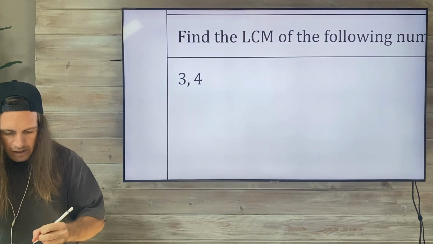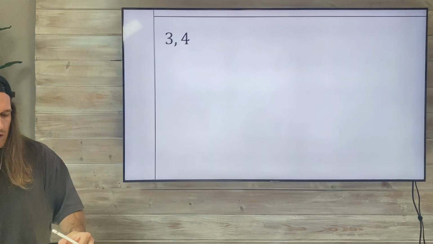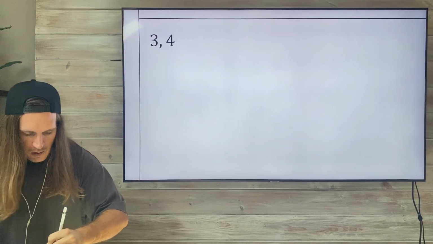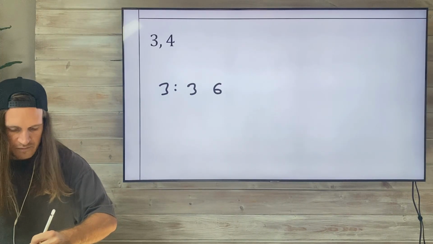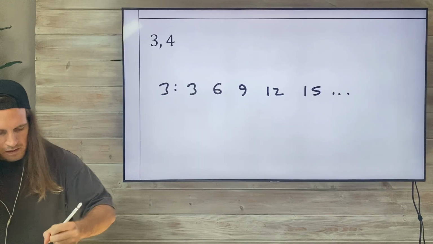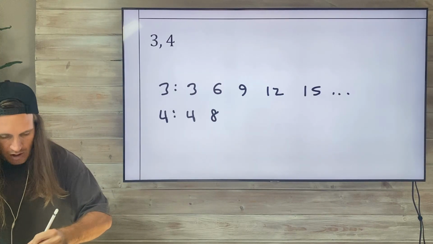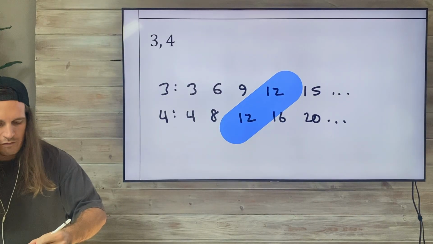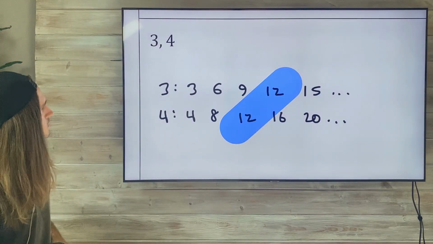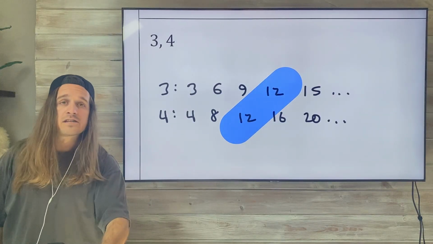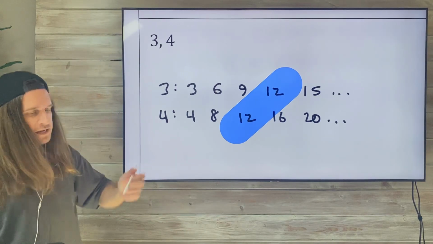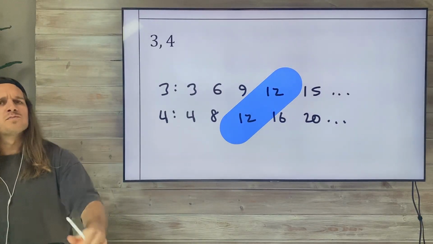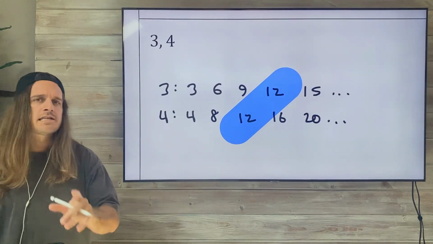But let's start with 3 and 4. How could you find the least common multiple? What's the easiest, or least involved, way to do this? All you have to do is list out the multiples of each number until you arrive at a common multiple. And what you'll see here is that they both have 12. So 12 is the least common multiple of 3 and 4. No prime factorizations needed. Now maybe you're thinking, well, hold up. 3 times 4 is 12. So why didn't I just multiply 3 times 4? Well, check this out. It doesn't always work.